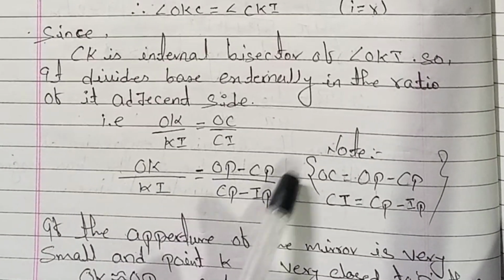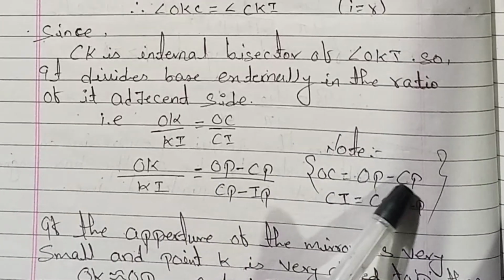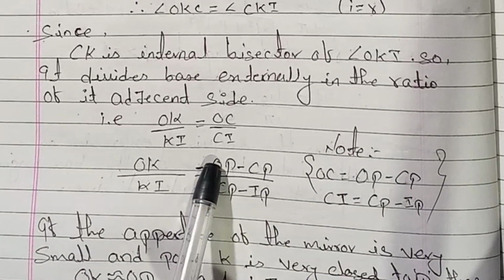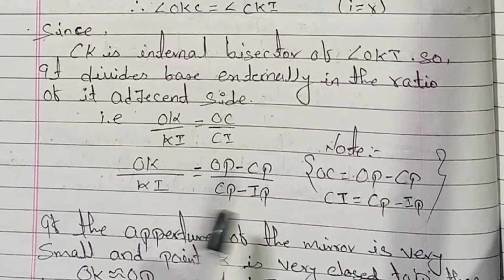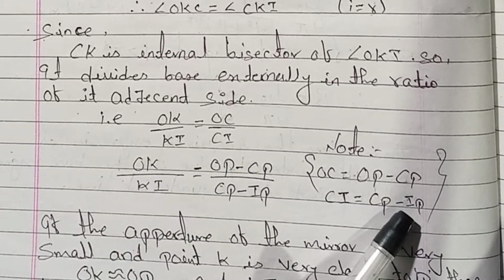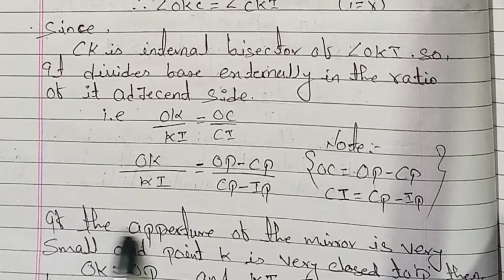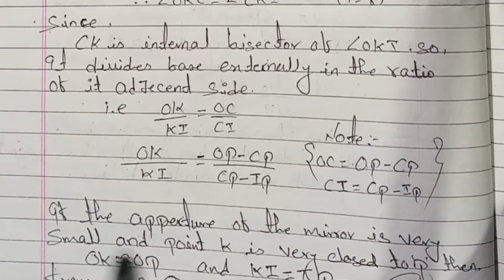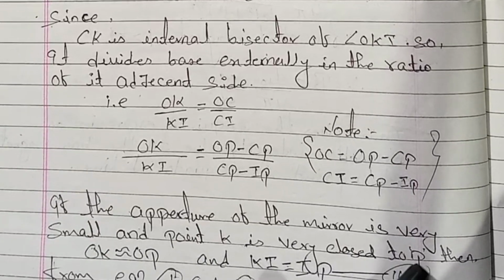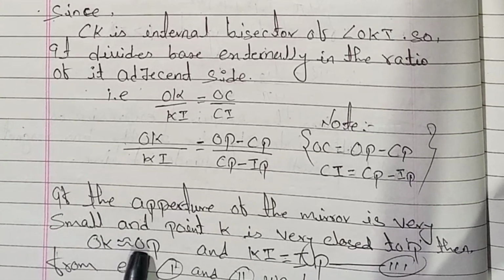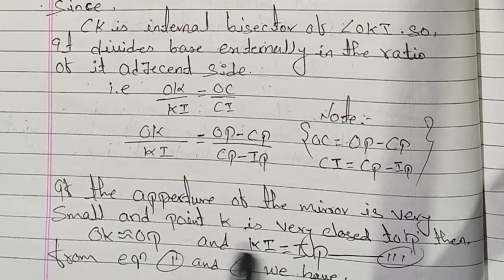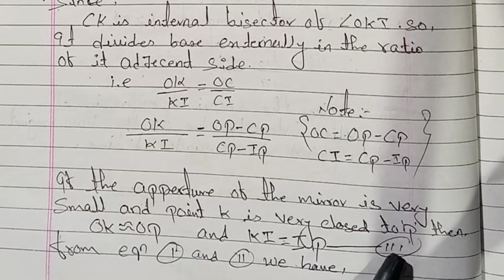OC is equal to OP minus CP, so you can use this value. CI is equal to CP minus IP. If the aperture of the mirror is very small and point K is very close to P, then OK is approximately OP and KI is approximately IP. This is equation number 3.